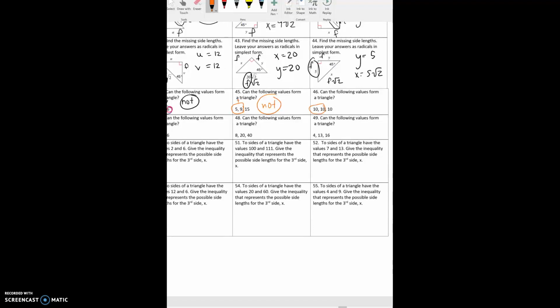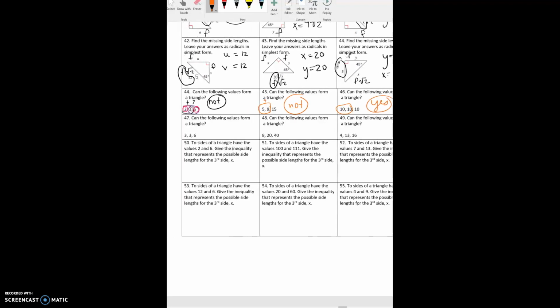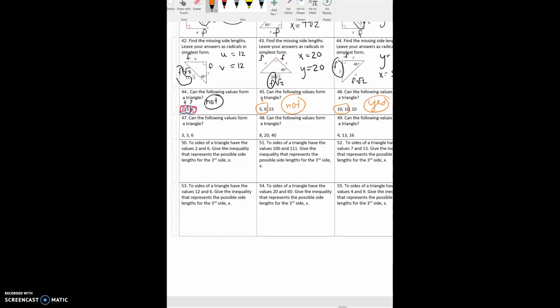46, 10 and 10. That is 20. It is, in fact, bigger than 10. So yes, it does form a triangle. Can the following values form a triangle? The 2 smallest values are 3 and 3. Added together, they are 6. That is not bigger than 6. So this cannot form a triangle.